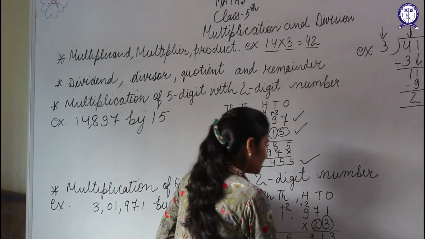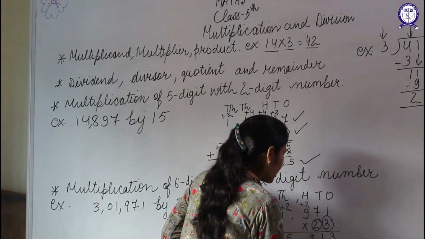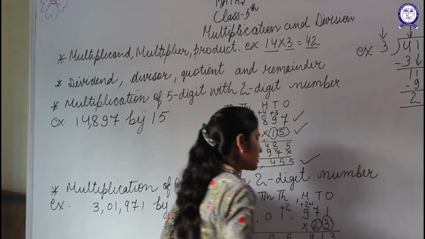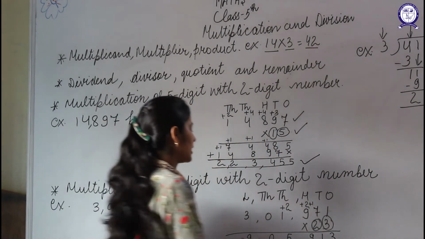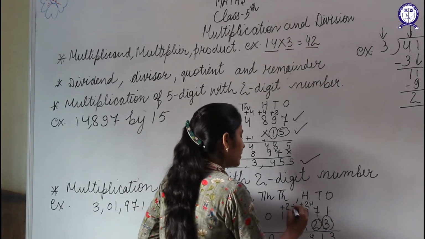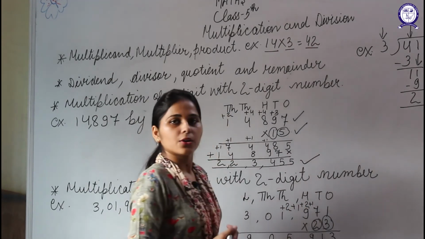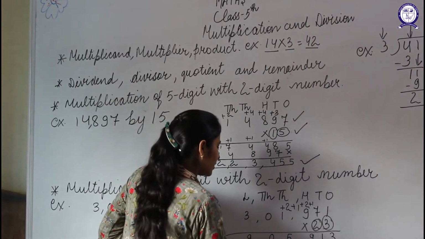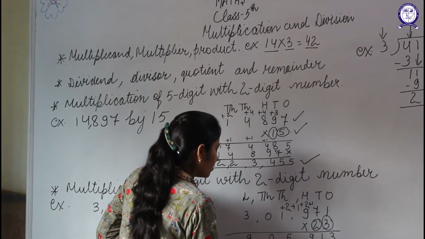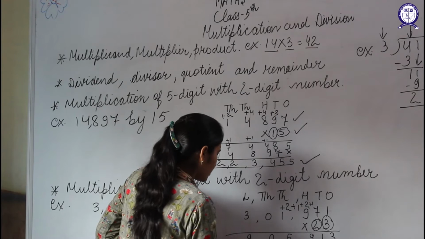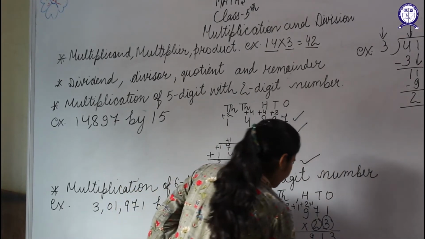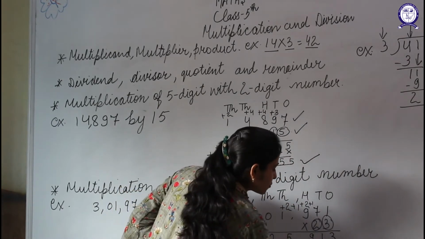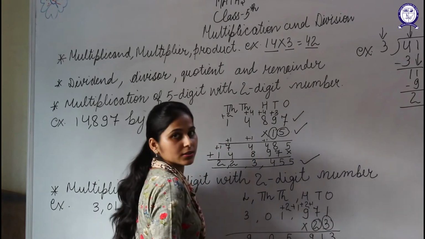2 ones are 2, 2 sevens are 14, carry will be 1, 2 nines are 18, 18 plus 1, 19, carry 1. 2 ones are 2, 2 plus 1, 3, 2 multiply 0, 0, 2 multiply 3, 6. Now add. 3 as it is, 1 plus 2, 3, 9 plus 4, 13.